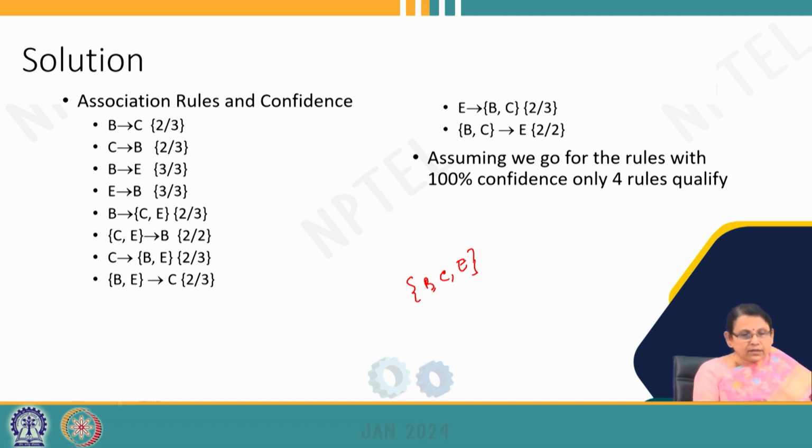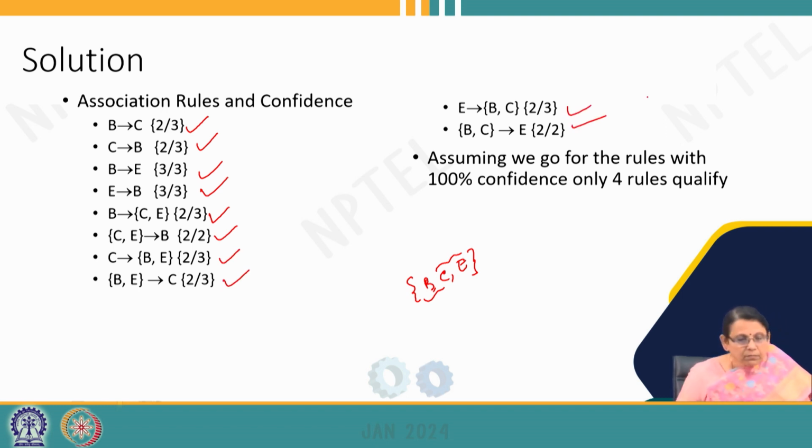We can make, taking any 2 at a time, B to C, C to B, B to E, E to B, then taking one item on one side, 2 items on the other side. So, B to C, C to B. So, these are some of the possible rules. Maybe I have left something out, but probably this is the total number. So, anyway, assuming that these are the set of possible rules, should we keep all of them?